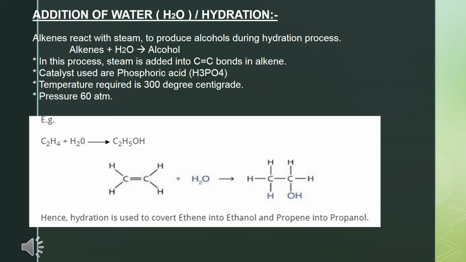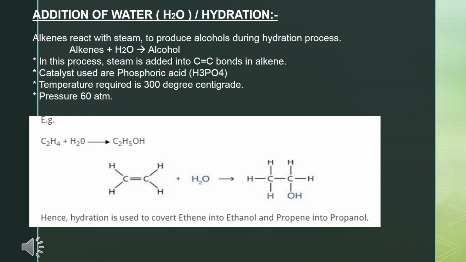Let's talk about the addition of water, which is also termed hydration. Using alkenes, we can also produce alcohol. When an alkene reacts with steam, meaning the water in the equation is in the gaseous state, it produces alcohol during the hydration process.